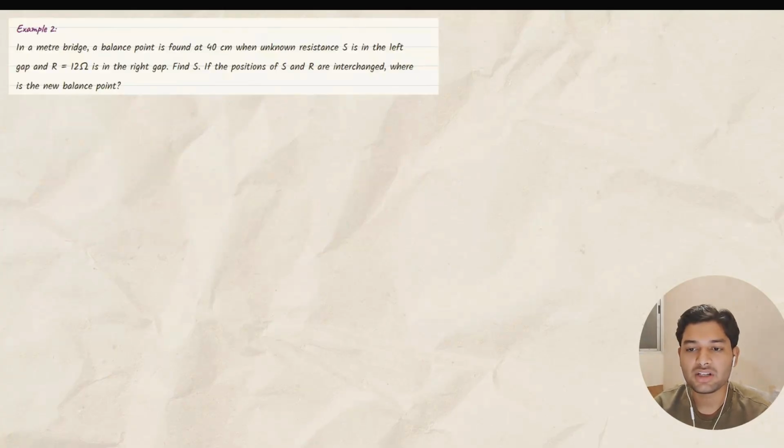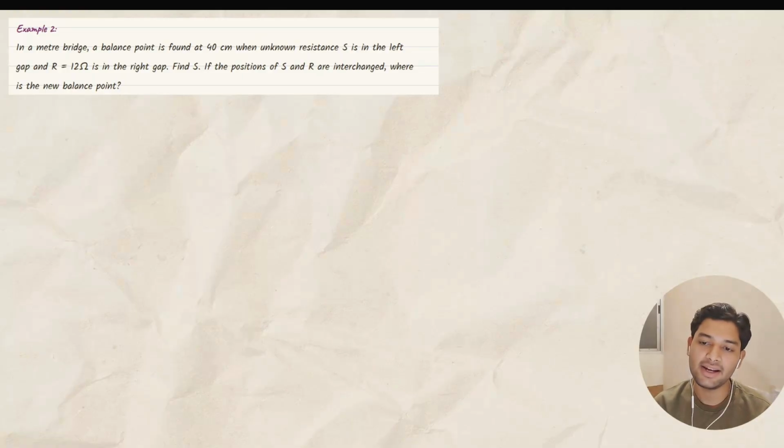Example number 2. In a meter bridge, a balance point is found at 40 centimeter when the unknown resistance S is in the left gap and R equals 12 ohm is in the right gap. Find S. If the positions of S and R are interchanged, where is the new balance point? This is also a simple question. I will give you a 5 second count.